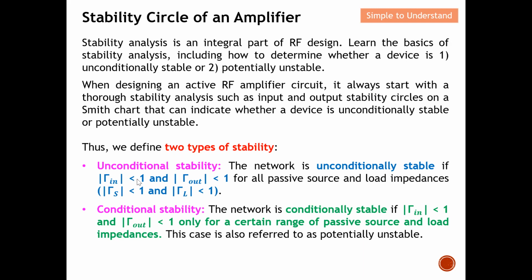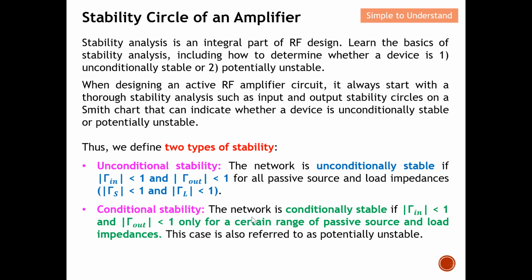So in short, as I mentioned, there are two types of stability. One will be unconditional stability. The network will always be stable, which means that the amplifier will always be stable if we meet this condition, as I mentioned earlier. Basically, for all passive source and load impedances, they also need to meet this criteria. If these two are met, then Γin and Γout will be less than 1. Hence, the amplifier will be unconditionally stable, which I'm going to illustrate on the next page.